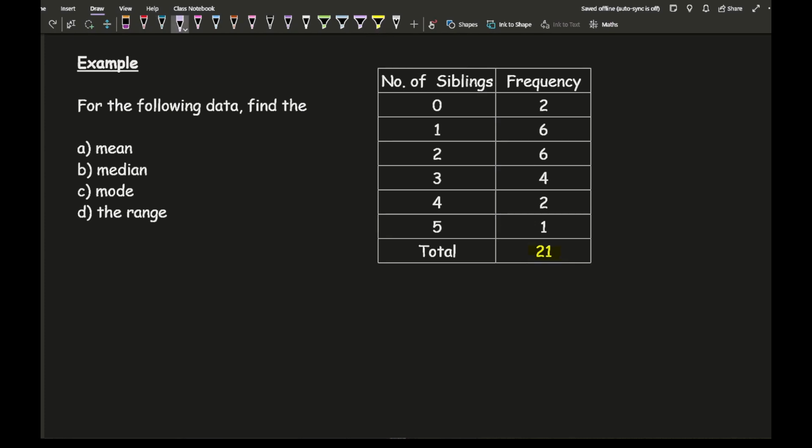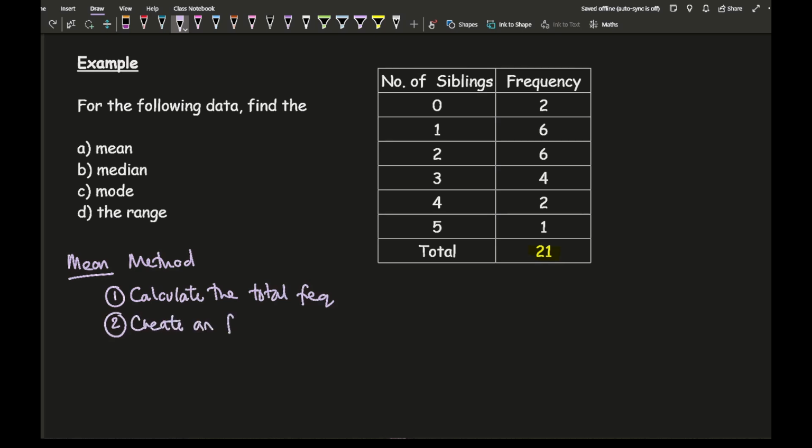Now to work out the mean, let's just start off with the mean. There's a couple of steps we need to do. So the method is: step 1 is to calculate the total frequency. Then step 2, we need to create an fx column.